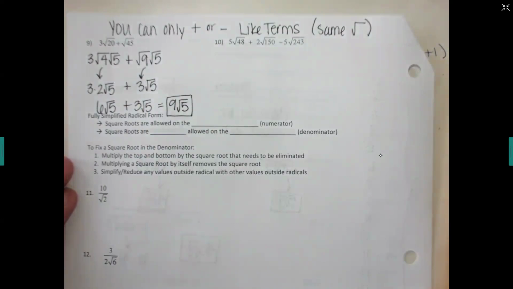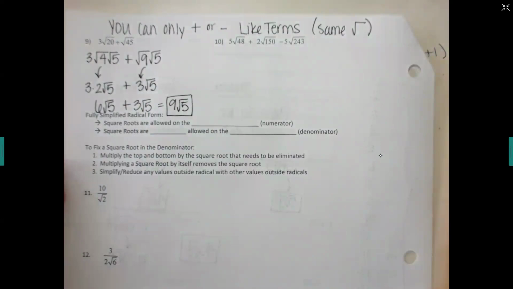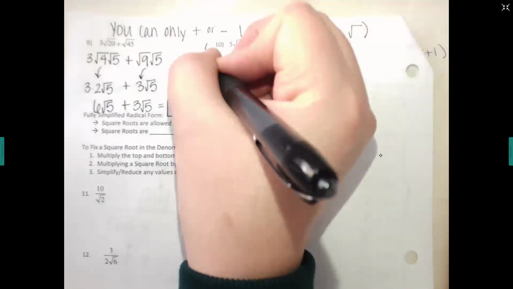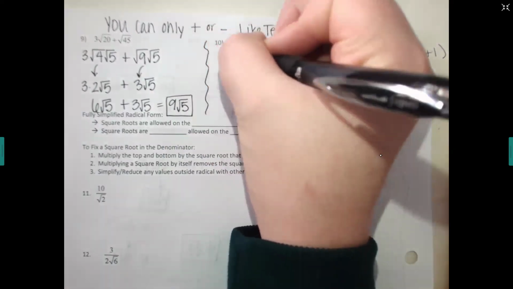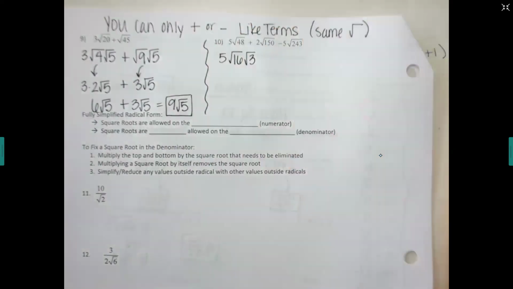All right, take a look at number 10. This time we have 3 roots. Okay, they may not all break down to the same type, but if they do, we can combine all 3. So let's start with 48. Look back at your list. 48. What can that divide by? 16. 16 times what? 16 times 3.